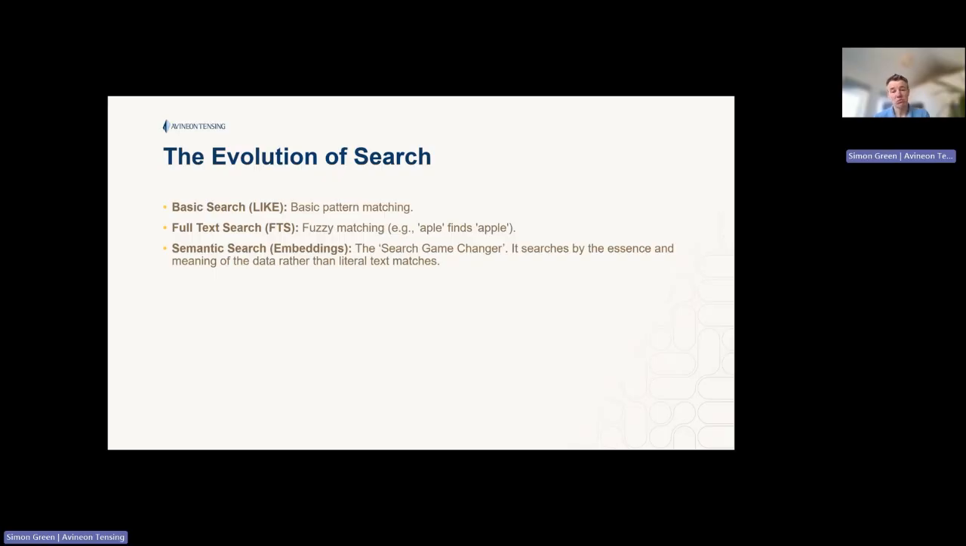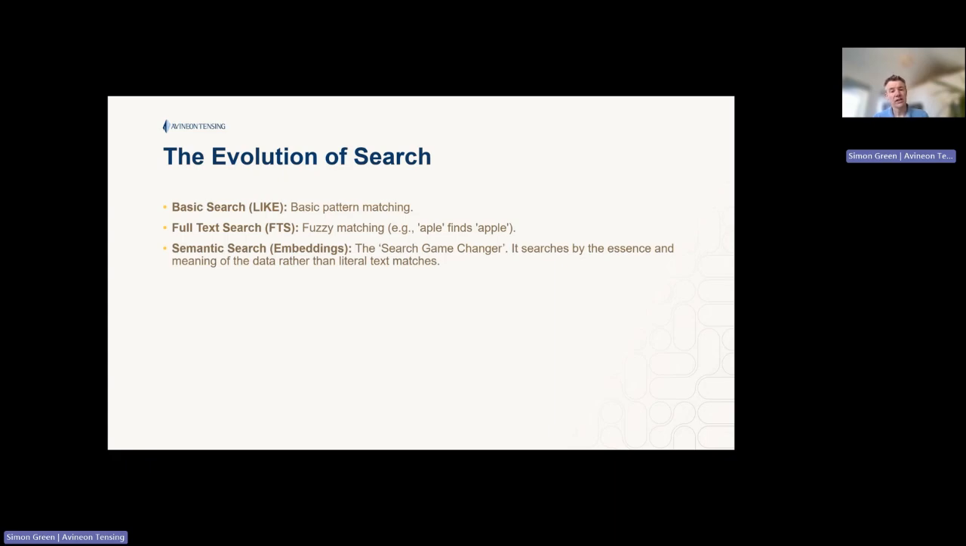Now it evolved somewhat with the introduction of full text search, which came to databases like Postgres and SQL around 2008, and added this sort of fuzzy matching. So something like Apple, if you spelt it wrong with APLE, would find APPLE, the correct spelling of Apple.